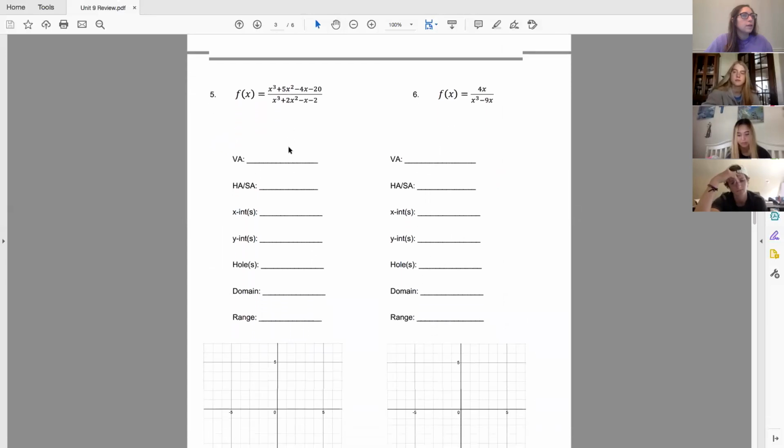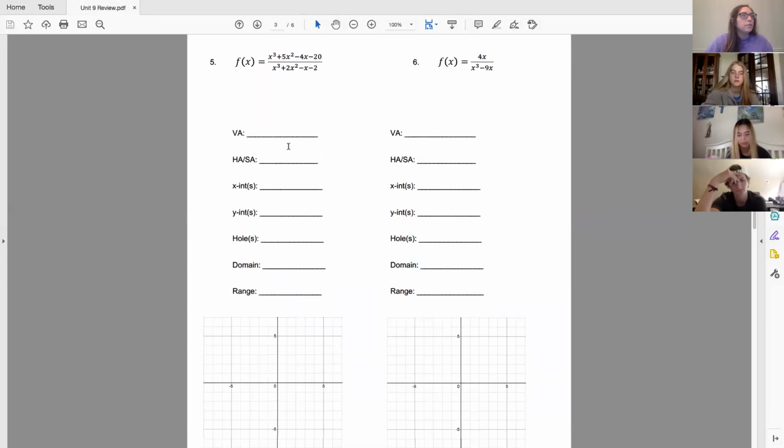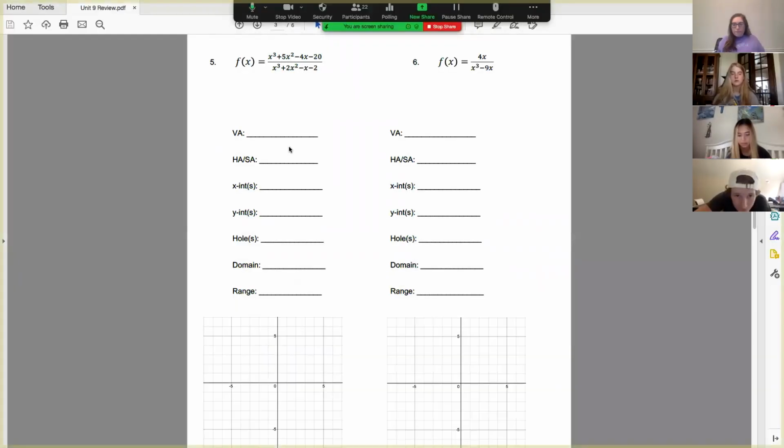Okay. So number 5, the first thing you do is you start by factoring both the numerator and the denominator. And you notice I threw one in there that has 4 terms. And so when you're factoring with 4 terms, you have to factor by grouping. So for the numerator, I would take out an x squared. I'm left with x plus 5. Then I take out a negative 4, x plus 5.